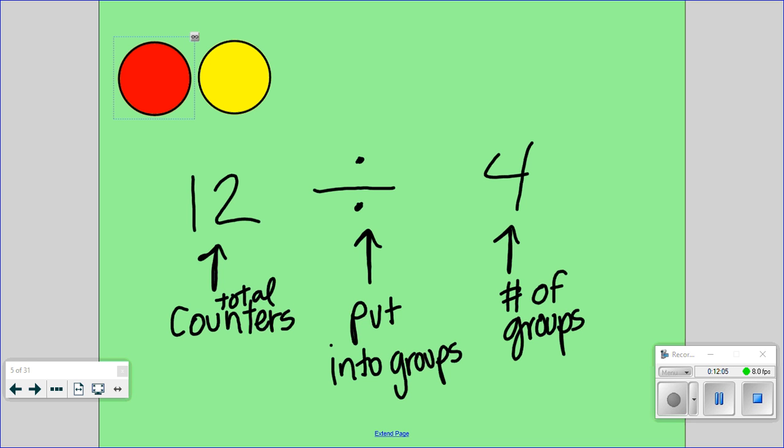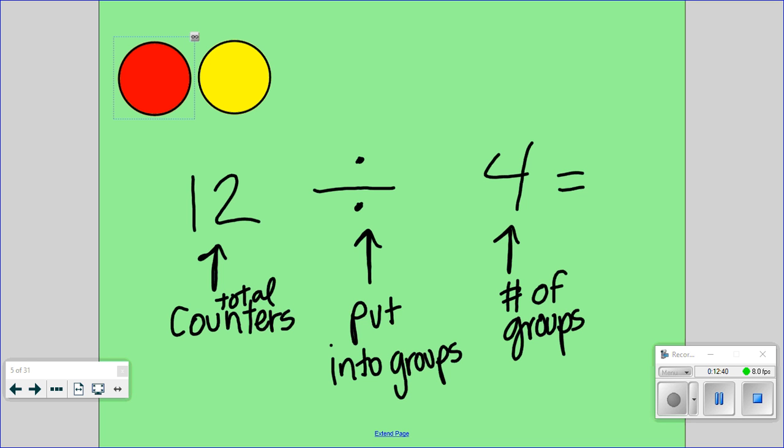Now, our answer is going to be a little bit different. Normally, when we multiply, we want to know the total number of things, right? When you divide, I don't want to know the total number of counters. I already know the total number of counters. It's 12. You didn't get any more. Instead, I want to know the number in each group.